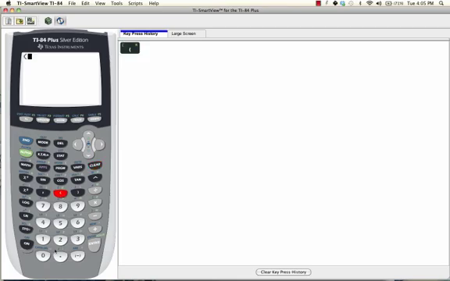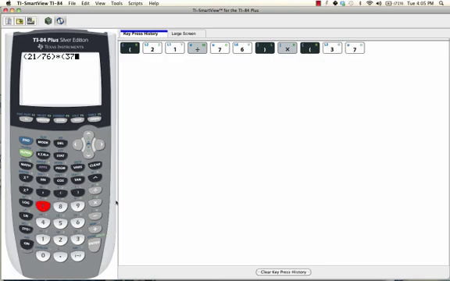Parentheses, 21 divided by 76, close parentheses, times, open parentheses, 37 divided by 42, close parentheses. Unlike with adding and subtracting fractions, you must use parentheses when multiplying and dividing fractions, or else your calculator will not follow the correct order of operations and you'll get a different answer.